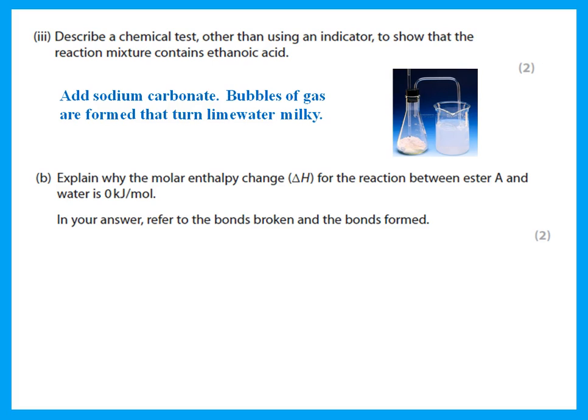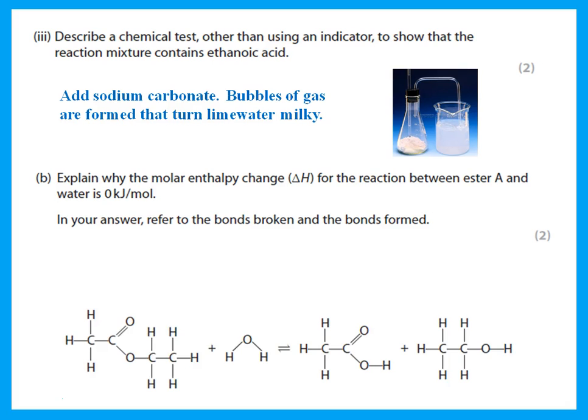Explain why the molar enthalpy change for the reaction between ester A and water is 0. Remember, when I tell you that the delta H is 0, what does that mean? If we have a reaction, what we're doing is we're breaking the bonds in the reactant. So the ester and the water, we're breaking bonds. And breaking of bonds needs to take in energy. It's an endothermic process. Now, when bonds form in the products, they give out energy. So that is an exothermic reaction.